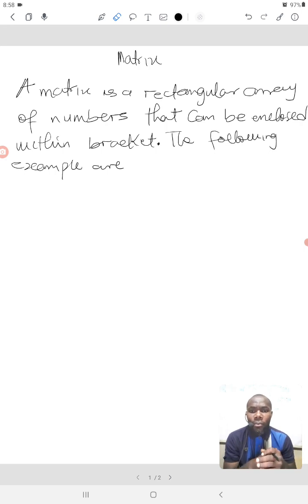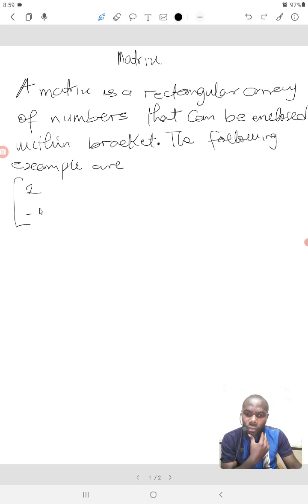So today we want to speak about matrix. A matrix is a rectangular array of numbers that can be enclosed within brackets. The following examples can be written like this. It can just be written like this. If we have 2, minus 5, 3, 1, since it's being enclosed like this, we call it a matrix.